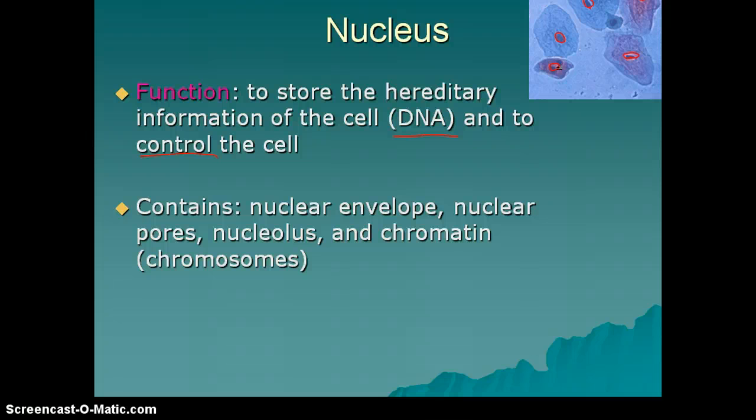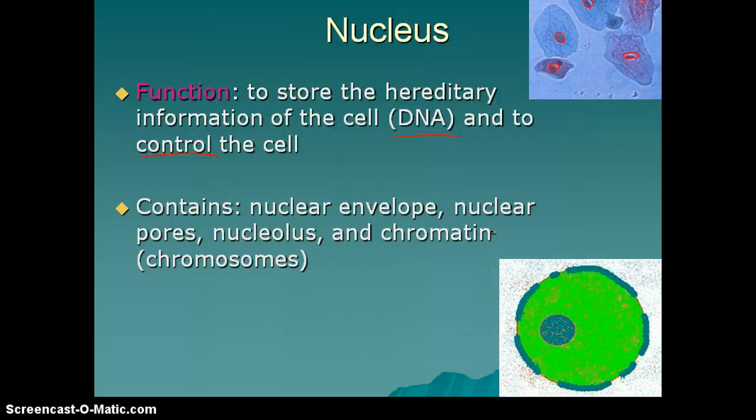And here's some things that the nucleus contains: a nuclear envelope, nuclear pore, nucleolus, and chromatin. Chromatin is just chromosomes, just in a different form, and we'll talk about that in chapter 10. So you can get an idea of what the nucleus looks like.